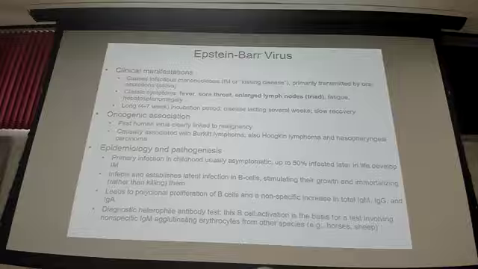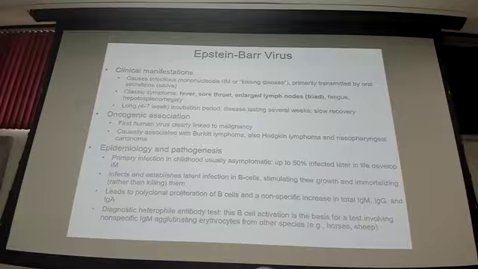One important thing, when it does establish latency in B cells and it starts through this unusual course, like this carcinogenic, oncogenic potential, one thing it does is cause an uncontrolled production of antibodies in these B cells that are infected with it. So you get a lot of IgM, a lot of IgG, and a lot of IgA produced. These are called heterophile antibodies. And this is such a strong association, we can actually use those heterophile antibodies to diagnose this disease.